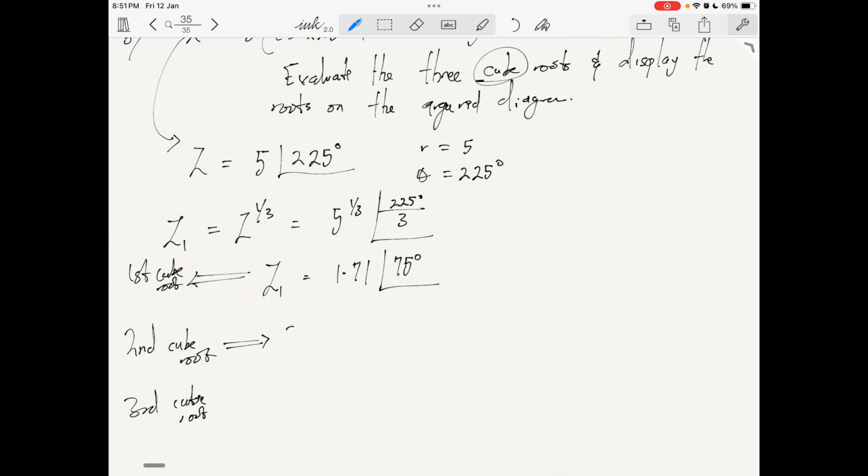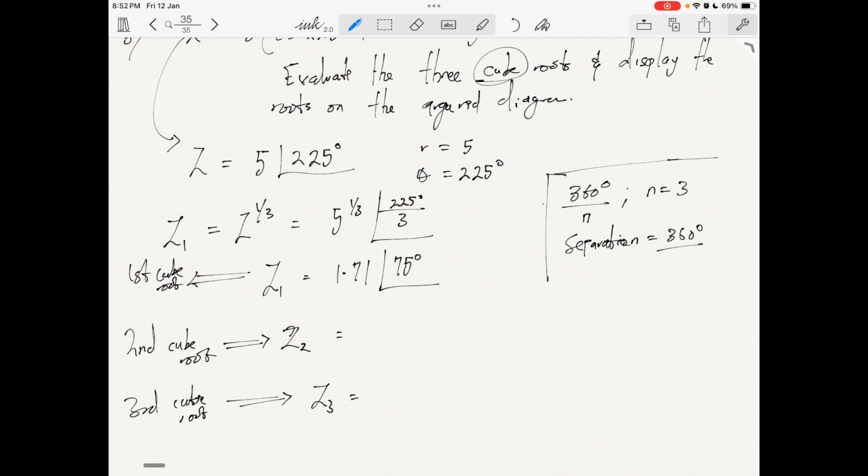Second cube root is Z2, the third cube root is Z3. Now recall that they are separated by 360 degrees divided by n. In this case, n is equal to 3 because we are dealing with cube roots. So the separation between the roots is 360 degrees divided by 3, and that's 120 degrees.